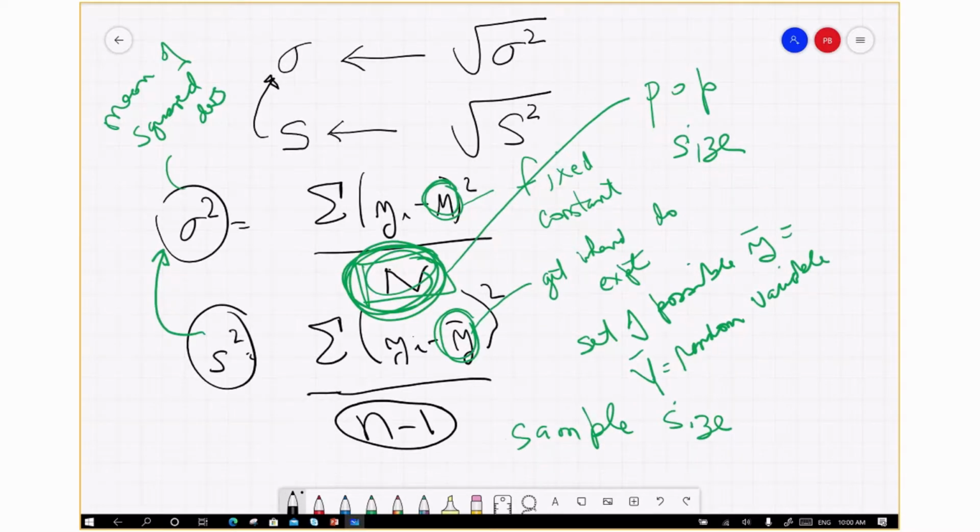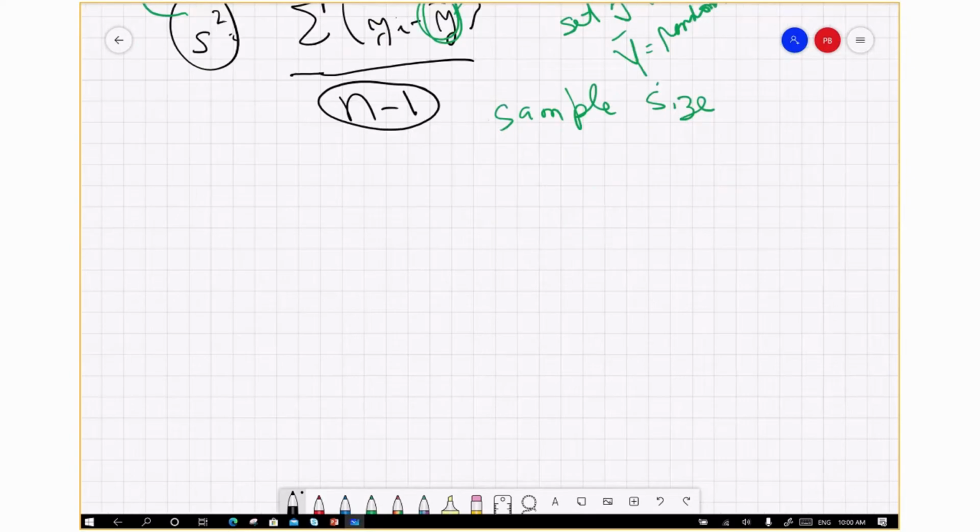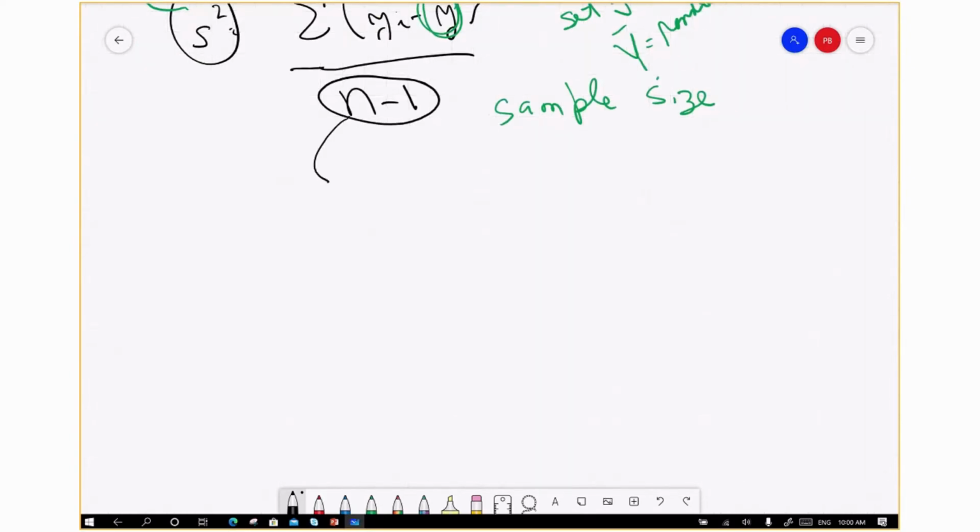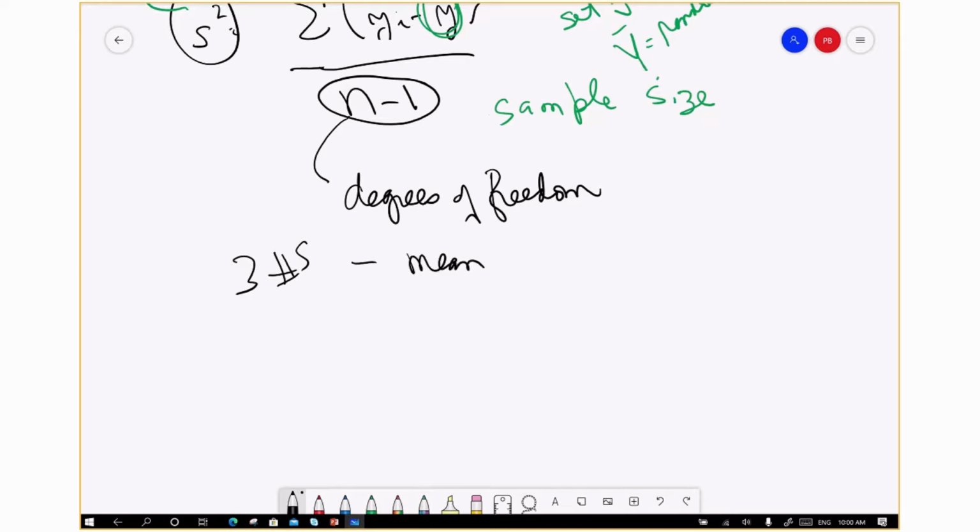Now, oftentimes when we see this n minus 1, we'll see it referred to as degrees of freedom. So what's that all about? Well, let's consider we have three numbers. And let's say I told you that the mean of those three numbers was equal to 10. What's the first number? Well, the first number could be anything.